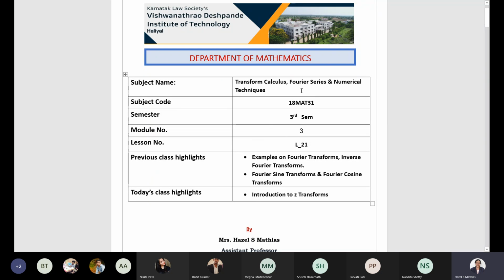In the previous class, we were discussing Fourier transforms. We discussed what is meant by Fourier transforms, how to find the Fourier transform, and how to evaluate a given integral using the inverse Fourier transform, as well as Fourier sine and Fourier cosine transforms.